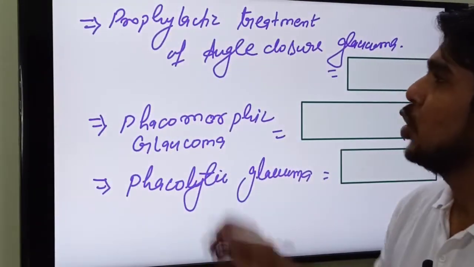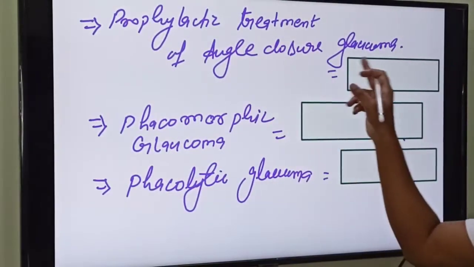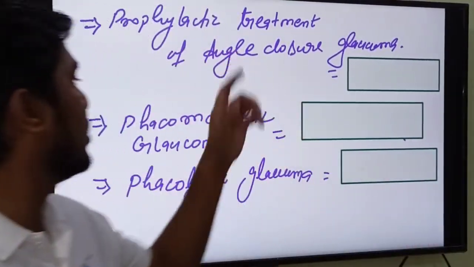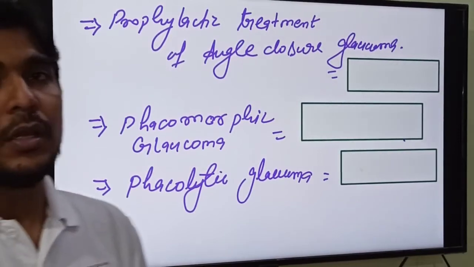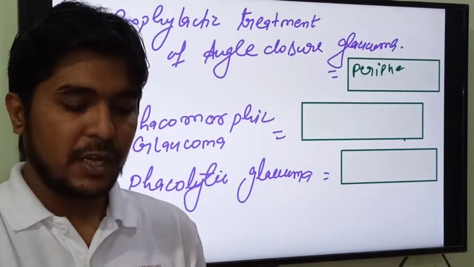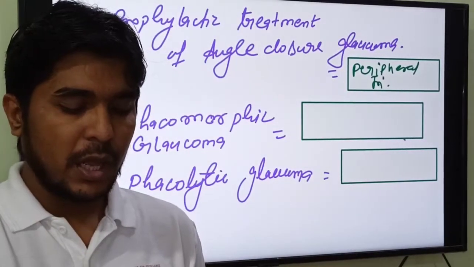Okay. Now, prophylactic treatment of angle closure glaucoma. What do you do in the prophylactic treatment of angle closure glaucoma? The answer is peripheral iridotomy.